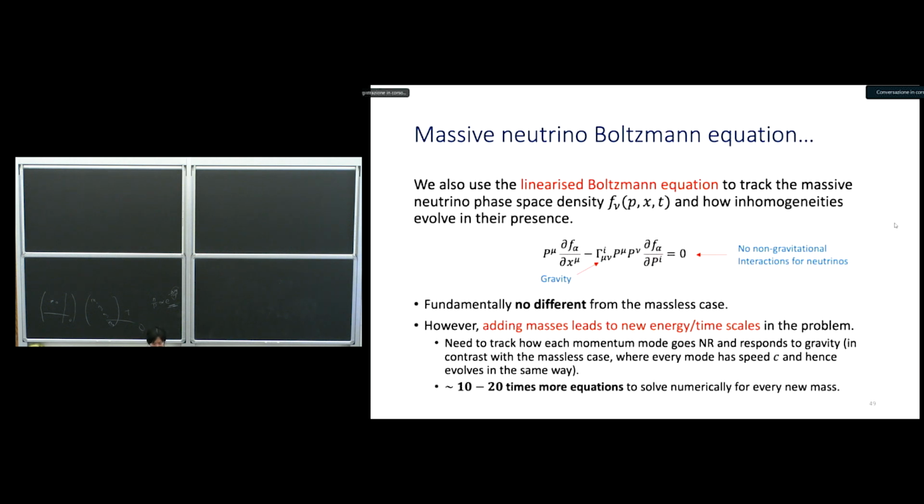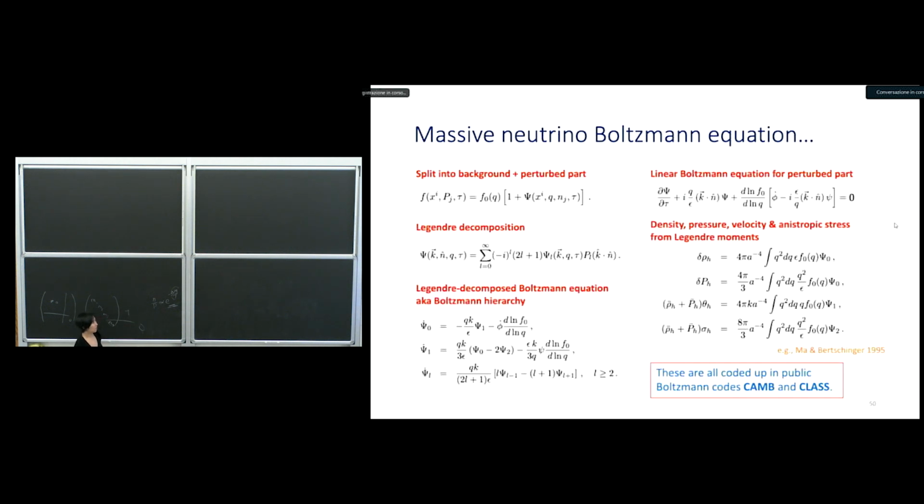Okay, so here's a set of equations that basically describe massive neutrinos that you need to add to the previous long set of equations if you want your neutrinos to be massive. Again, they are all coded up in public Boltzmann codes like CAMB and CLASS, so you don't have to do the coding yourself unless you want to learn it.